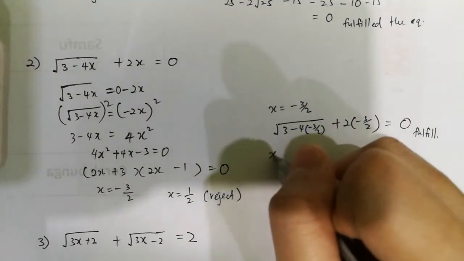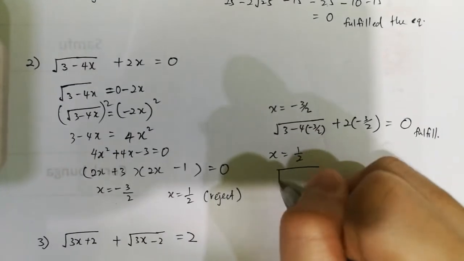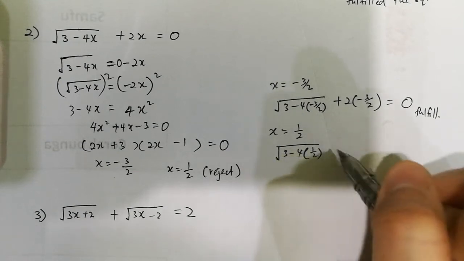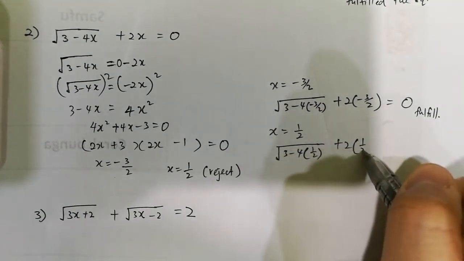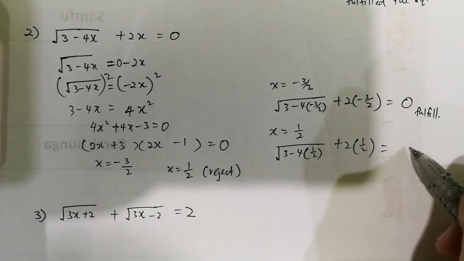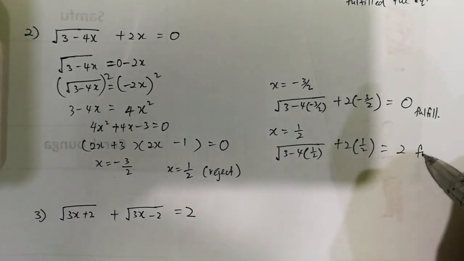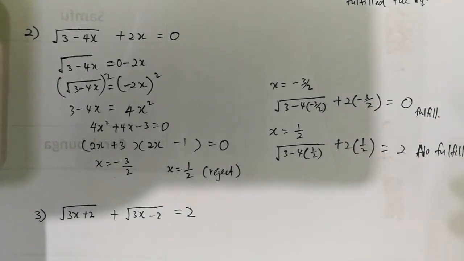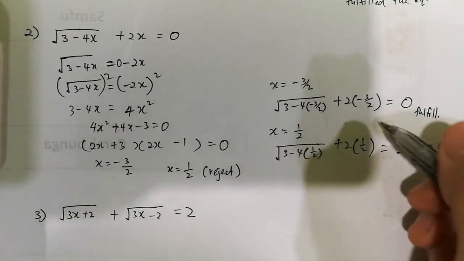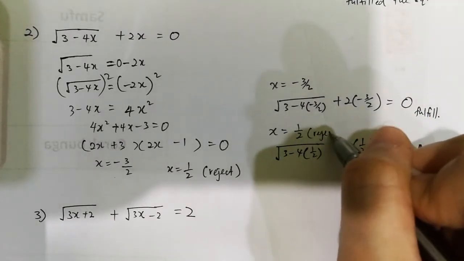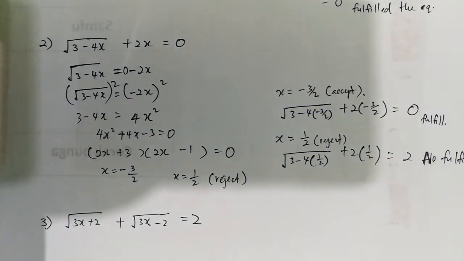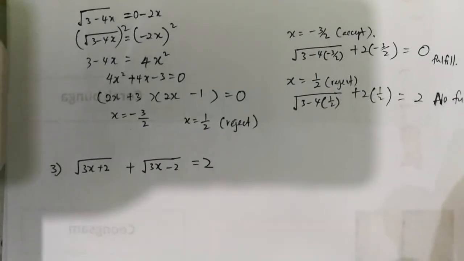But if I substitute x equals half, 4 half plus 2 half, I will get 2. So it's not fulfilled, so we reject. So we accept this one. Sometimes we can accept both, but this one, one accepted and one rejected. So you try for another one.